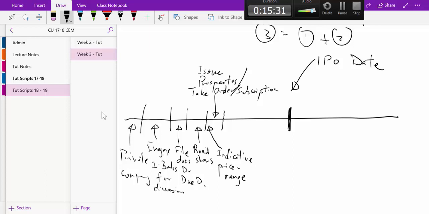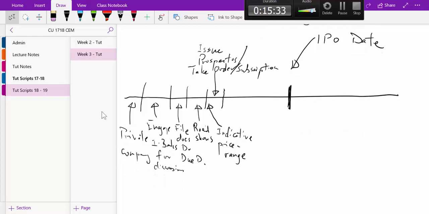And let's say you want to IPO something, okay, I'll just keep it simple. 1,000 million shares at $10 a share, something like that. Okay, so you're going to raise $10 billion. So the indicative price range will be, let's say, between 10 and 12.